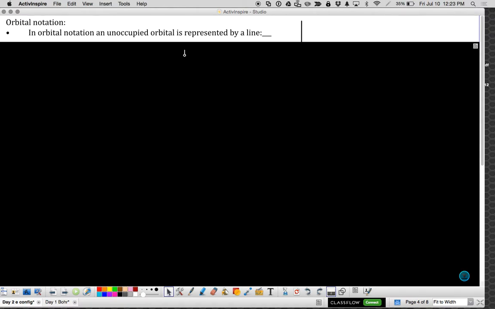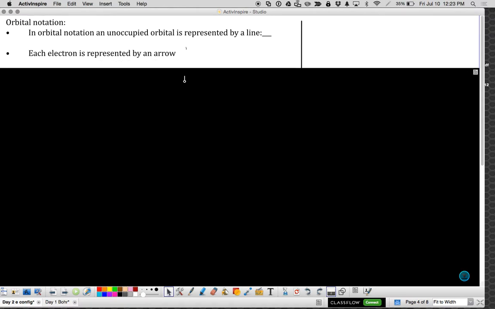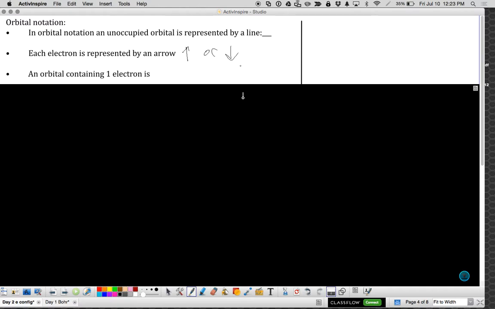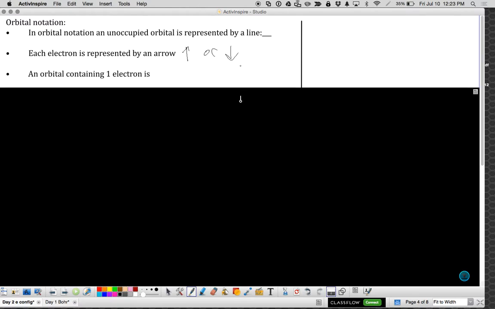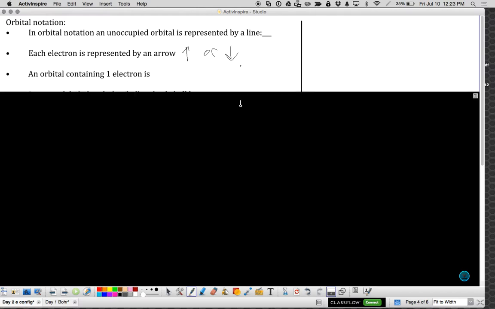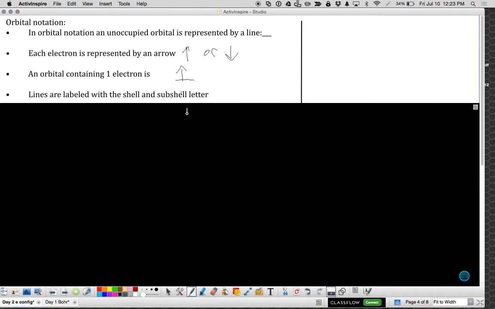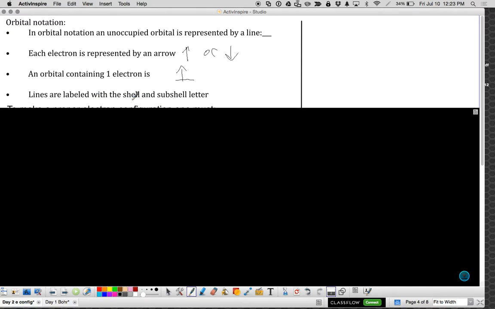In orbital notation, an unoccupied orbital would be represented by a line, something that looks like that. Each electron is represented by an arrow, and the arrows could be either an up arrow or a down arrow, and we're going to talk about the difference between those in a second. An orbital containing one electron would thus be the orbital with one arrow. And the convention is when you put one electron in, the arrow points up, okay? Lines are then labeled with the shell and subshell letter.